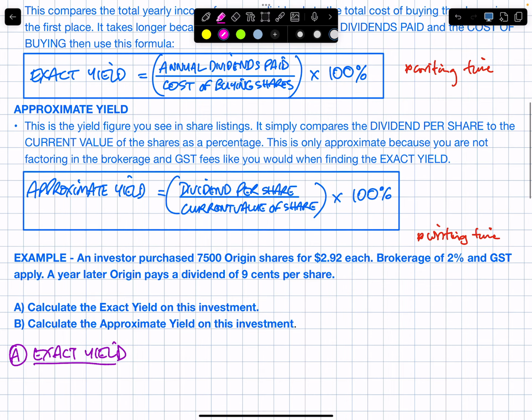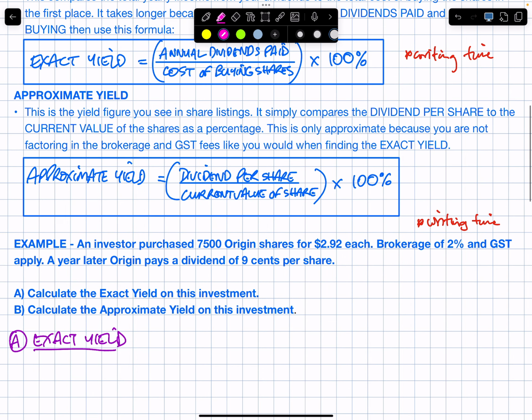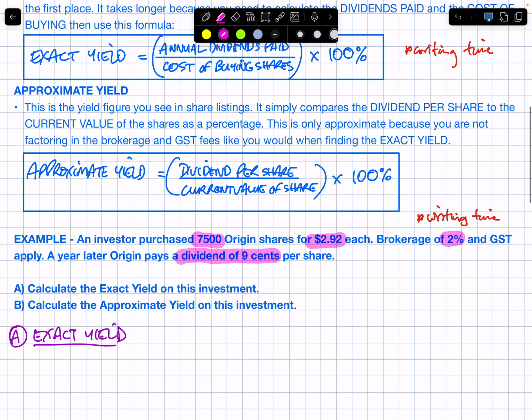Hopefully that's long enough to get the two formulas. Example, investor bought 7,500 shares. We don't care that it's Origin for maths wise. They were $2.92 each. Brokerage is 2%. GST, do you get a choice in it? It's 10% in Australia. And then they paid a dividend of 9 cents per share. So how do we calculate the exact yield?